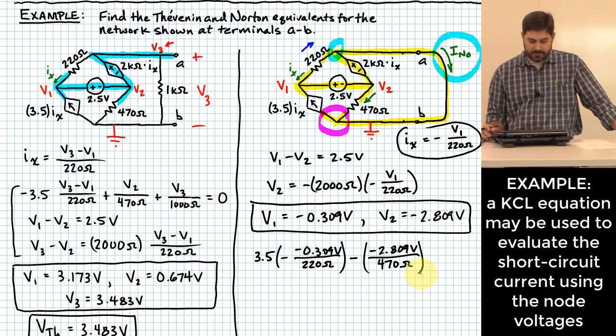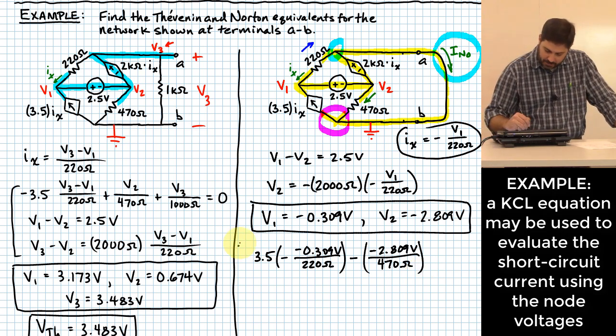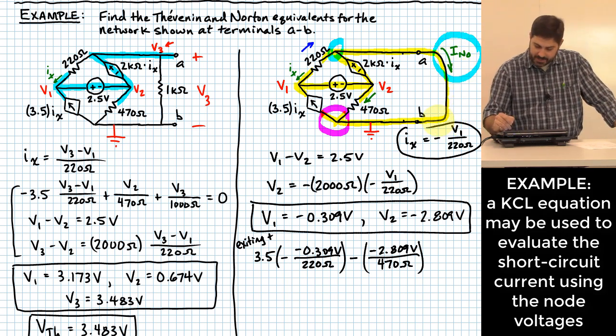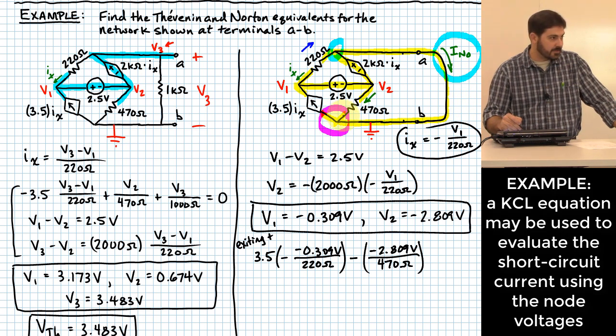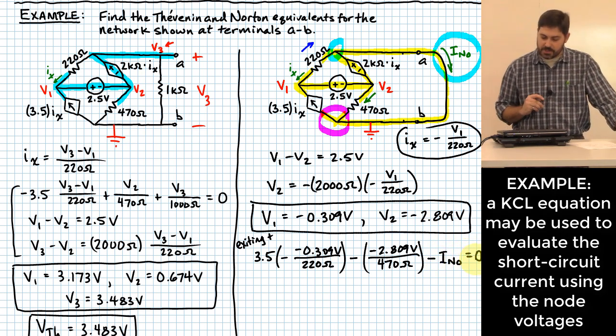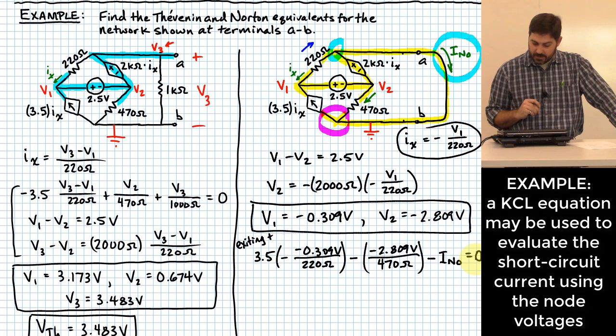We're taking exiting as positive. All of this, we were exiting positive. So I'm going to take INO exiting positive. But what did I say INO looks like flowing from A to B? It looks like that's actually going to be entering, right? So I'm going to say that's minus INO. And that is my Kirchhoff's current equation for that node right there. Nothing is unknown except INO.